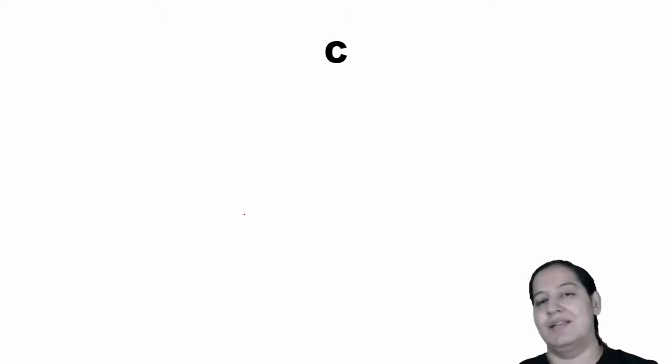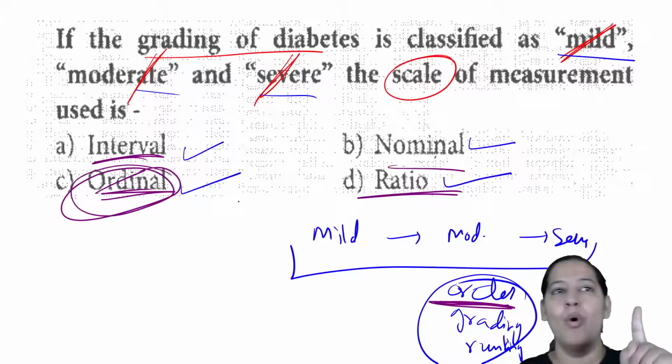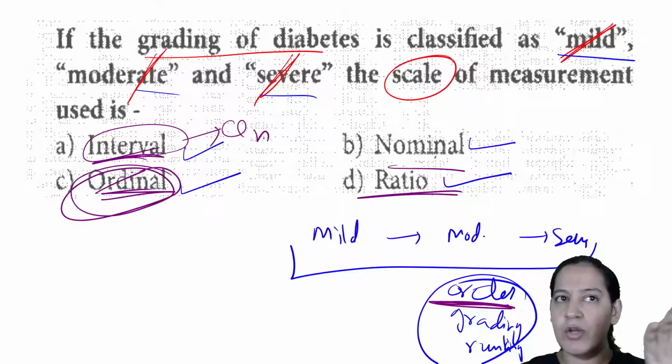Yoma Martin, no, A is not the correct answer here. Why interval? Interval is for quantitative data. It is not quantitative data. Mild, moderate, severe. I am not saying the numbers, I'm saying a quality. Is it mild, moderate, severe? So I'm saying only names, but the names are in a particular order. So that's why ordinal. So the correct answer here is C.